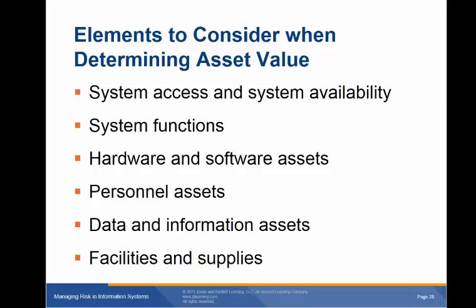Your system functions: if a system provides a service, you should consider the functions of the system when determining the asset's value. Of particular importance is how the functions are performed, manually or through automation. So for example, imagine you're evaluating the value of email in your organization. Your email system could have multiple elements, including a spam filter.